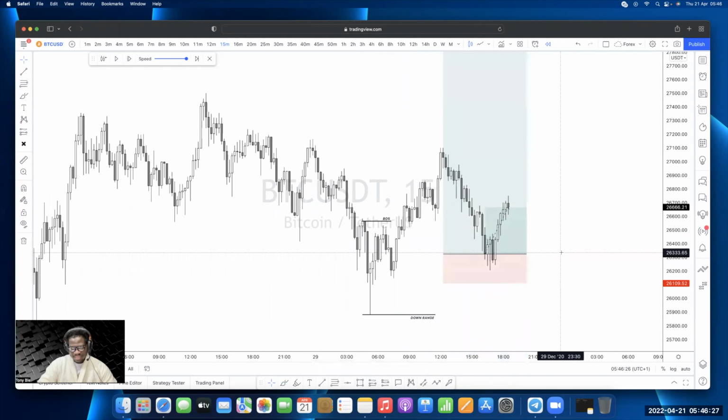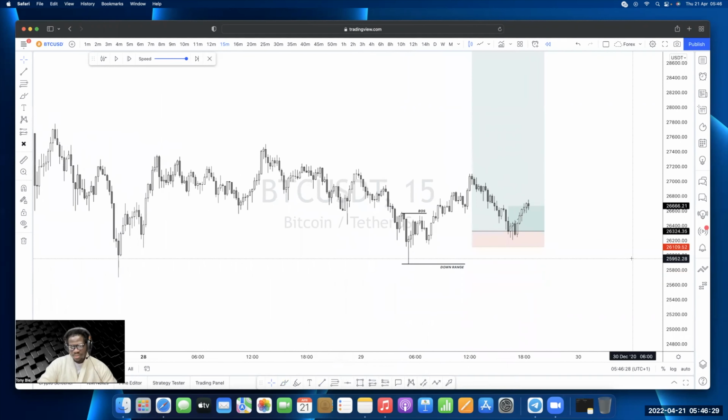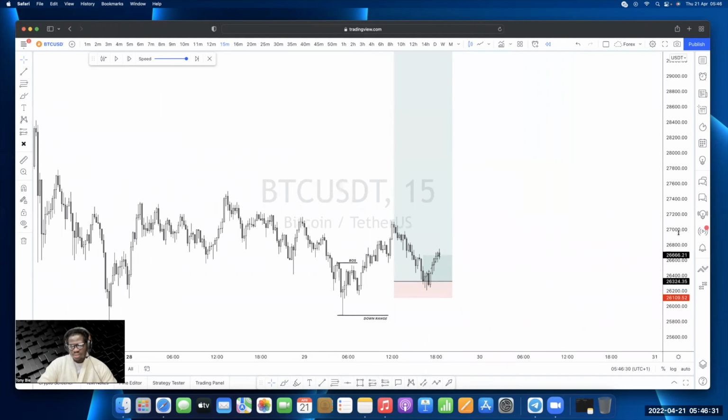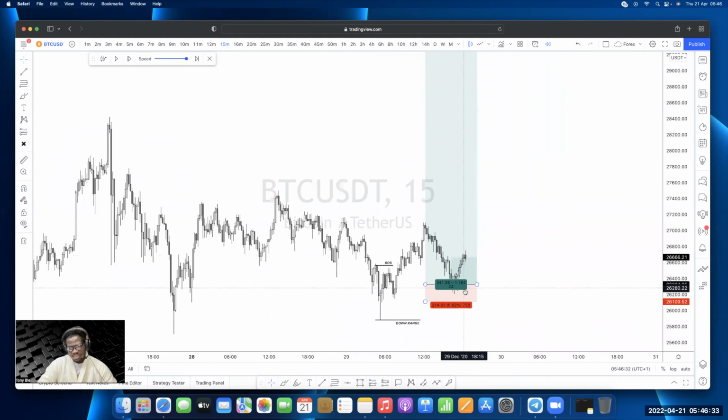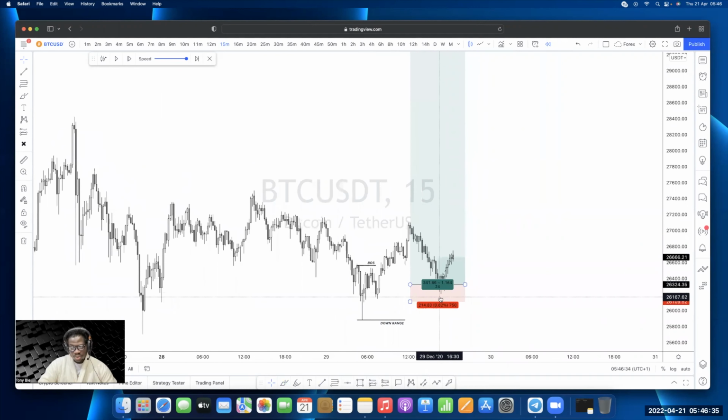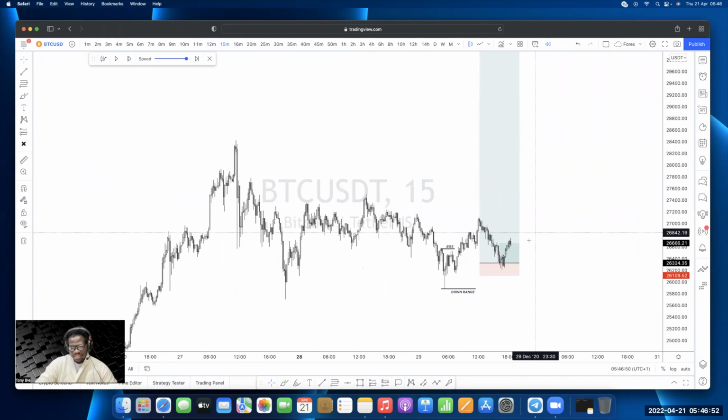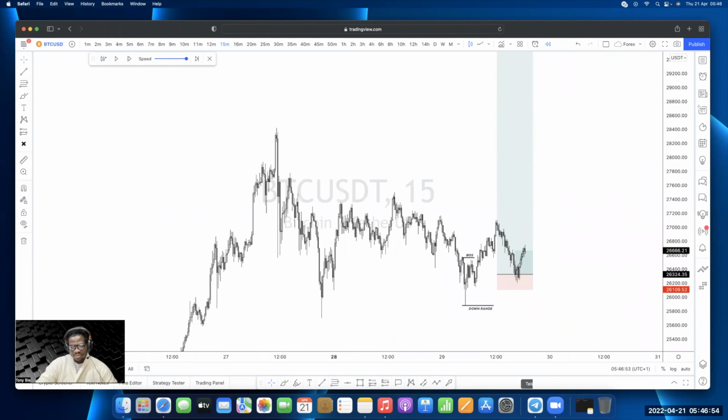I got activated, and Bitcoin really pushed all the way to the upside. So this was my entry here. It was a 214 pip stop, that is $2.01 if you were using the smallest lot size. The stop loss on this trade was $2.01. Okay. And then this played out perfectly. It played out very well.